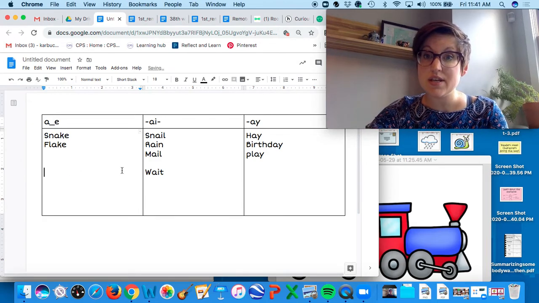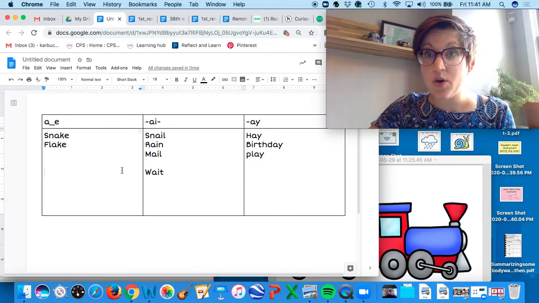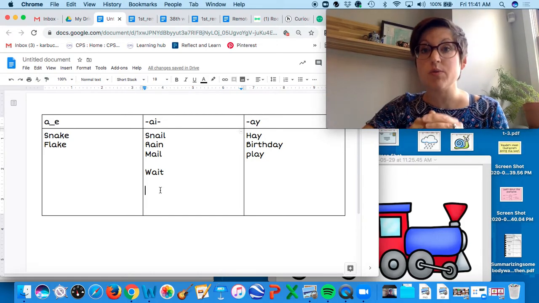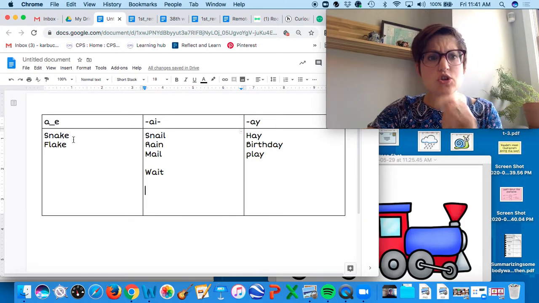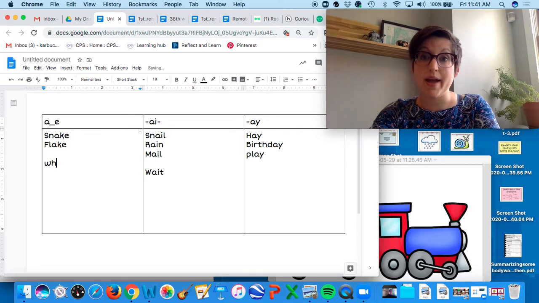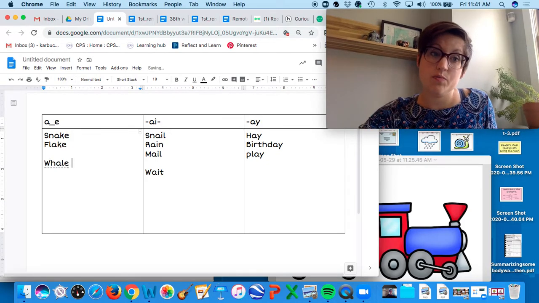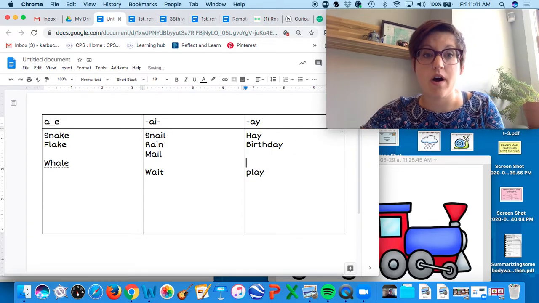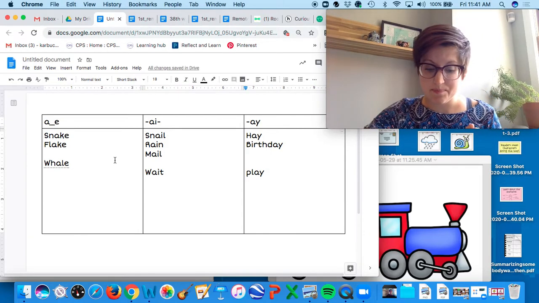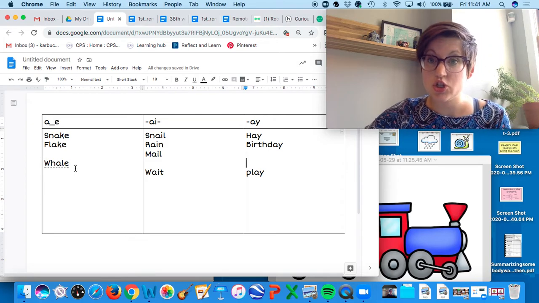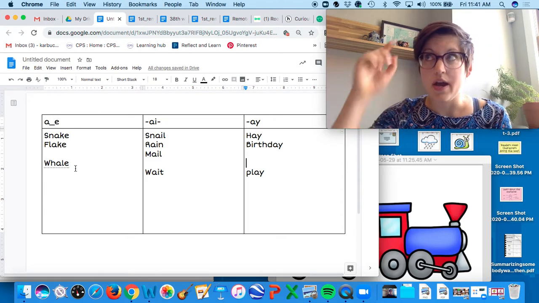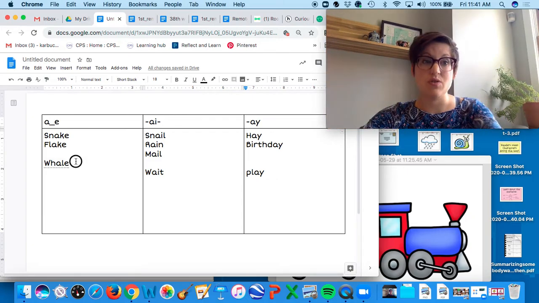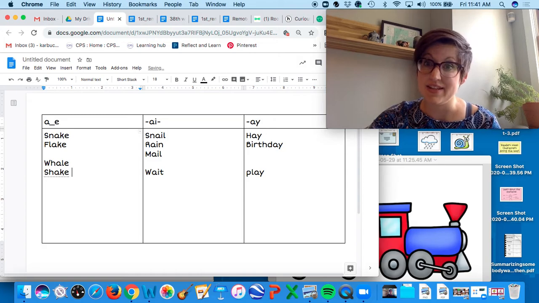And our next one is the animal, a whale. Whale. So this one's tricky because it doesn't start with just a W. It starts with a W-H, whale, and A silent E, whale. So we have, so far, whale, wait, and play. Then we have the word shake, shake. Now, I remember that shake rhymes with flake and snake, and so that would be an A silent E word.